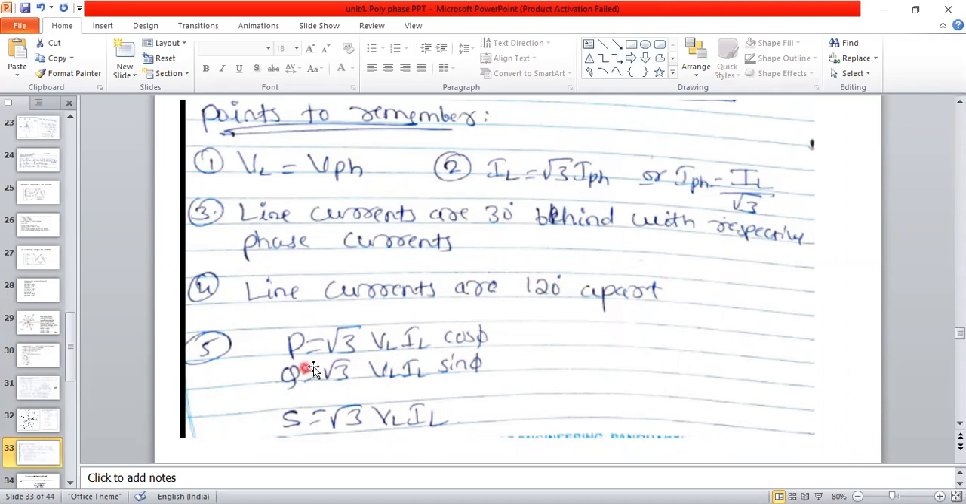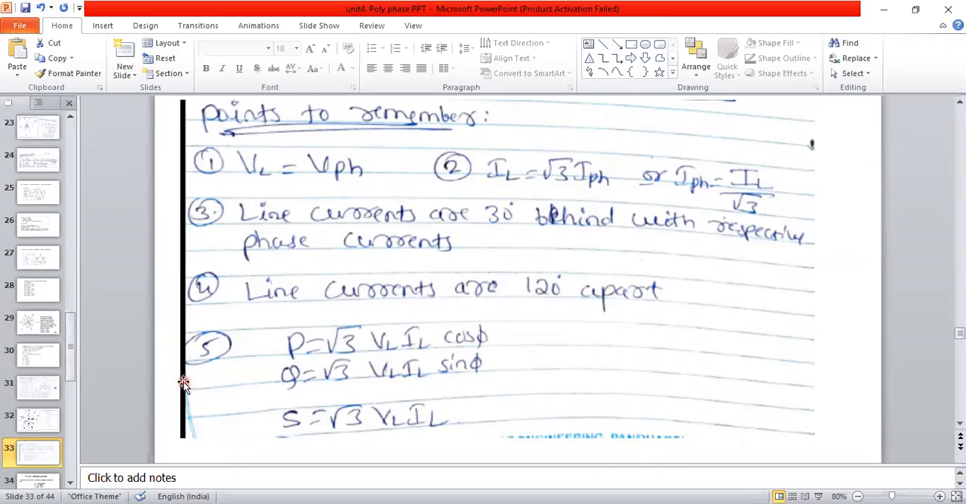And power we can tell that one: P equal to root 3 VL IL cos phi, Q equal to root 3 VL IL sin phi, S equal to root 3 VL IL. Compare these three equations with the star connection. Equation you have written, right? Yes, sir. Compare these three equations with the power equations of the star connection. Are all three the same or is something different? Same, sir. All are same only? Okay, then there is no difference in power. Only voltage and currents are reversed here.